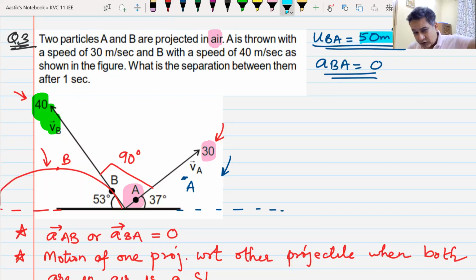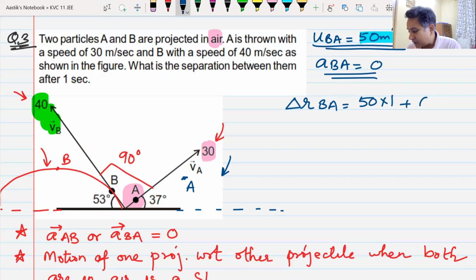So after 1 second, how far is he from me? It is very simple. He will be at a distance of, or the displacement of, because he's moving in a straight line, the displacement of B with respect to A will be simply 50, initial velocity, multiplied by 1, plus whatever is 0. So he will be at the distance of 50 meters from me. Are we getting this point? Yes or no?